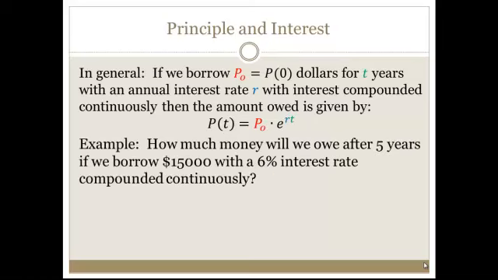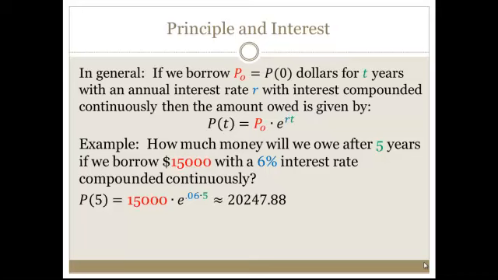Let's look at an example. How much will we owe after 5 years if we borrow $15,000 with a 6% interest rate compounded continuously? The phrase, how much money will we owe after 5 years, is asking, what is P of 5? Using the model we just found, P of 5 will be 15,000, our original amount, times e to the 0.06, or 6%, times 5 for the 5 years we borrow it.